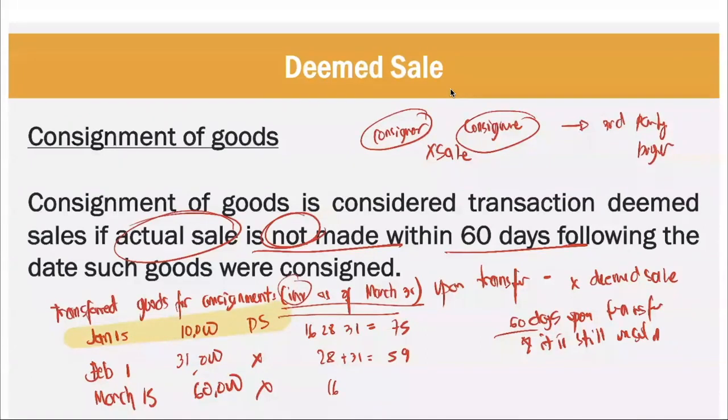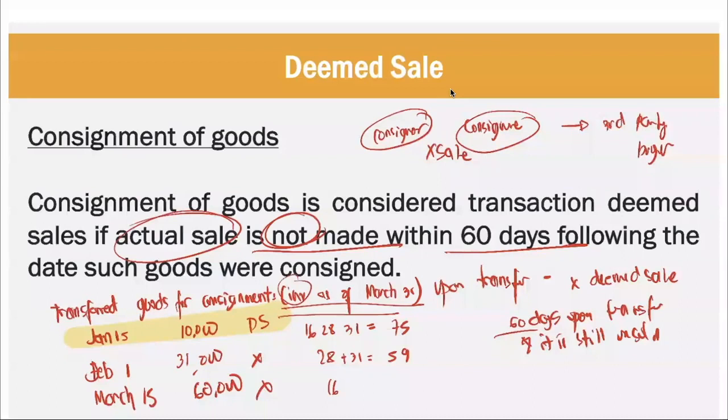Again, what you need to look at in a consignment, unlike the others, where upon transfer it is considered deemed sale: here in your consignment of goods, it is not considered a deemed sale upon transfer. When is it considered a deemed sale? It is only considered a deemed sale 60 days upon transfer and it's still unsold. So in our example, we have inventory as of March 31 on your consigned goods. We consigned on January 15 until March 31, still unsold. So the 10,000 is considered deemed sale. What is important here, guys, is for you to compute from the date of transfer up to the date of your inventory. After that, if it's not sold yet, it is considered deemed sale.